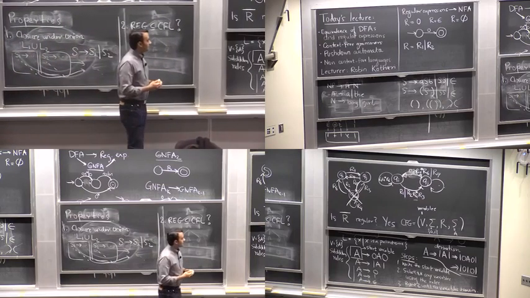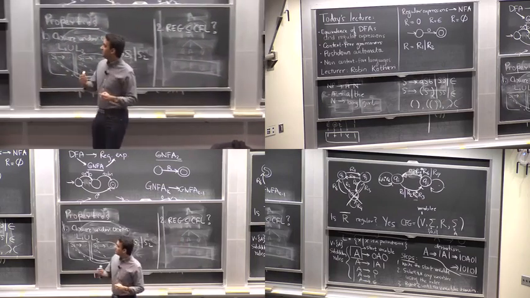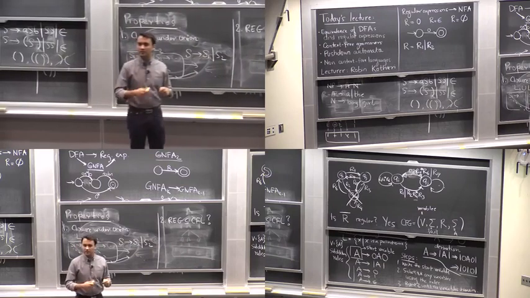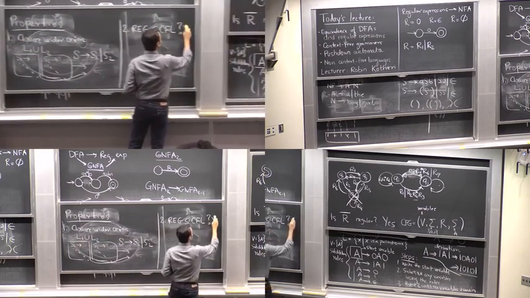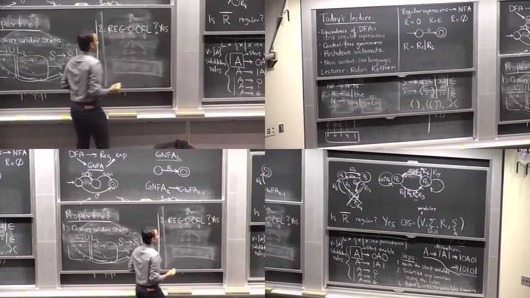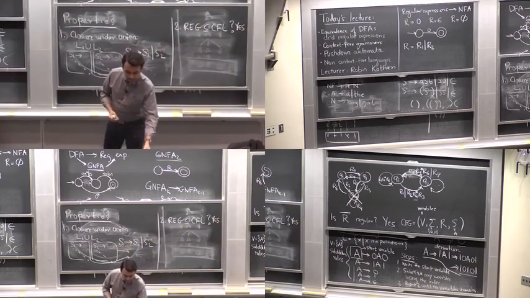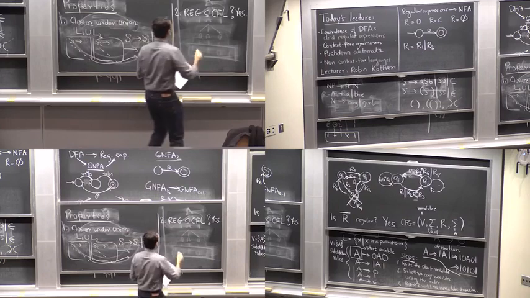I mean, the way I've set things up, it seems clear that context-free grammars are a more powerful model of computation. So you should be able to cover regular languages. And it is true.